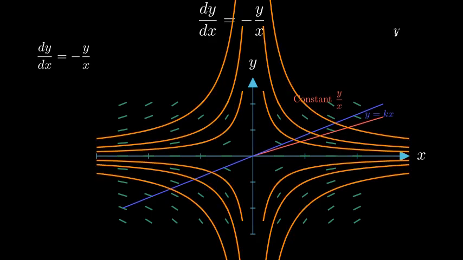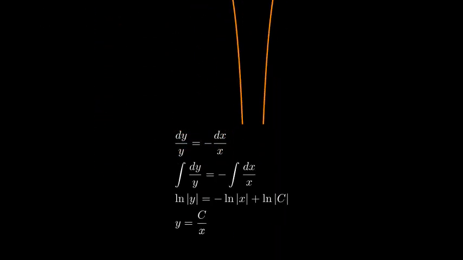The solutions are of the form y = c/x, which are hyperbolas with the x and y-axes as asymptotes. We can derive this by separating variables. Integrating dy/y = -dx/x gives us ln|y| = -ln|x| + ln|c|, which simplifies to y = c/x.